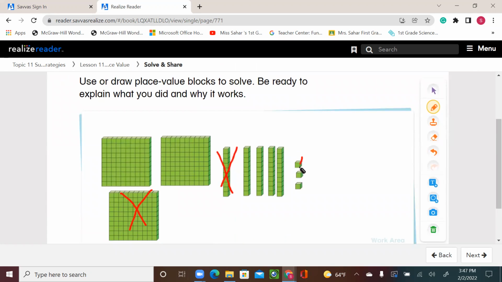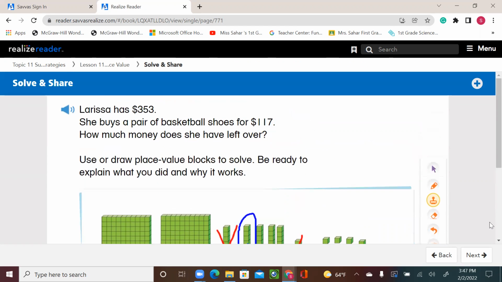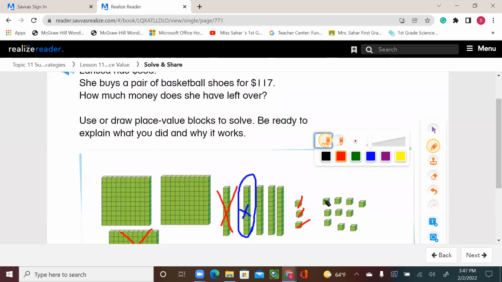What do I have? 1, 2, 3. So it's not enough. What I'm going to do, I'm going to regroup one of my tens into 10 ones. And that's why I use a different color. So let's break it into 10 ones. 1, 2, 3, 4, 5, 6, 7, 8, 9, 10. I need to take away, remember, 7 ones. I already took 3, so I need 4 more. 4, 5, 6, 7. So let's see how many I took. 1, 2, 3, 4, 5, 6, 7. Let's count what we have. I have 200, I have 3 tens, and I have 6 ones.